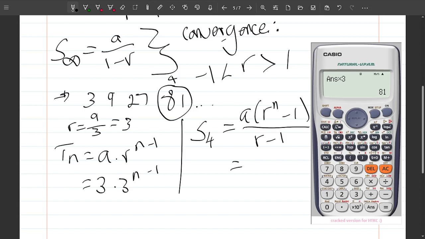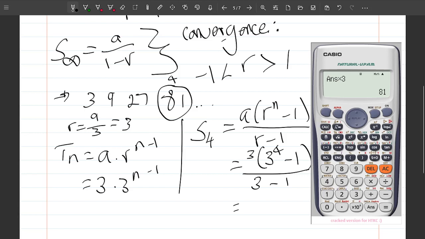So a is the first term, and the first term is 3. Then we'll just open that bracket. Then r is the common ratio. We've got a common ratio of 3. Then n, the number of values I'm trying to add up, is 4. I'm trying to find the first 4 values. Minus 1, divided by r minus 1, which is 3 minus 1. And this adds up to what?